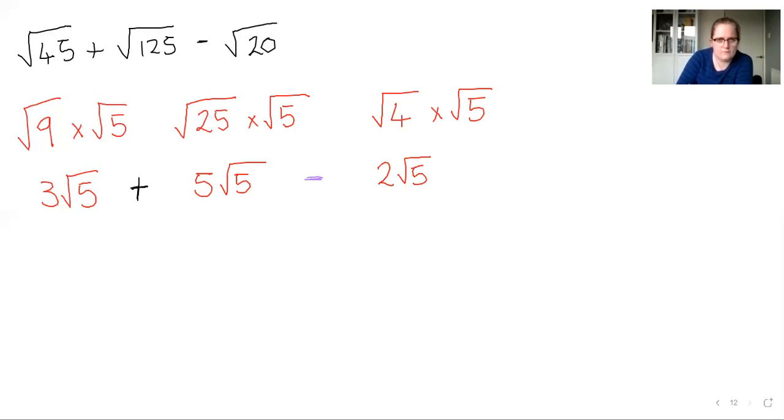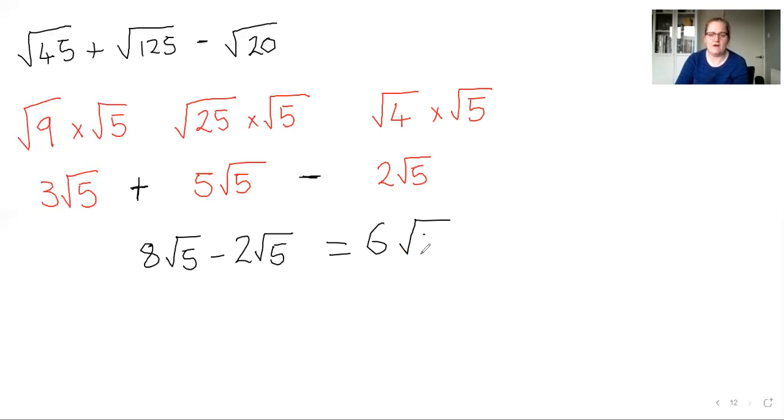Now our equation looks like this. We now have 3 root 5 plus 5 root 5 minus 2 root 5. Obviously, that equation you can do really quickly in your head, but I'm just going to break it down so we can see what's happening in each process. So 3 root 5 plus 5 root 5, we would be at 8 root 5. Then we're going to do minus 2 root 5, which will take us to 6 root 5. And that would be your final answer, 6 root 5.